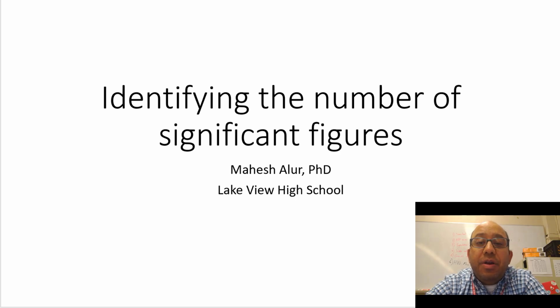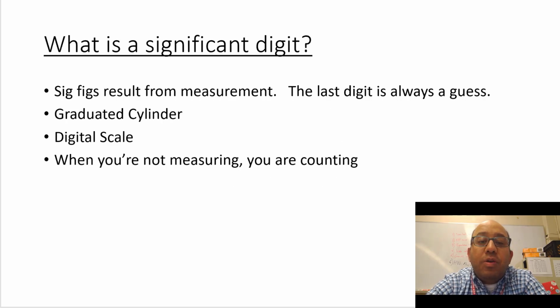Hey class, in this video I'm going to talk to you about how to identify the number of significant figures in a number. So, what's a significant digit? Well, a significant figure or digit results from a measurement. You have to measure something in order to get the number of digits, right? Some instruments provide more digits, and those would provide more significant figures.